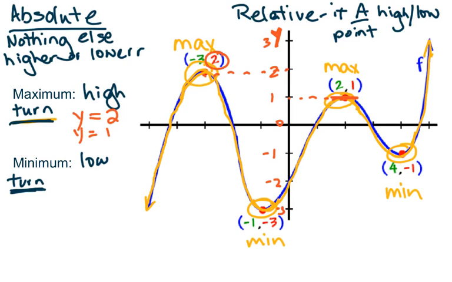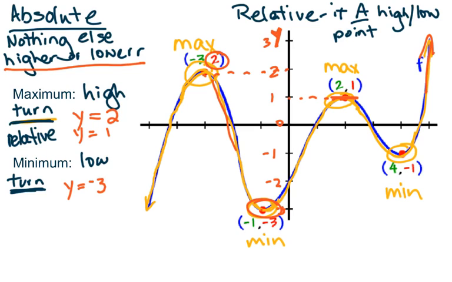Now, because they are high points, but there are points higher than either one of those, these are relative. Okay, now let's look at our minimums. Let's see, we're coming down here, we've got one here, and again the y value is y equals -3. We have one here, and that y value is -1.